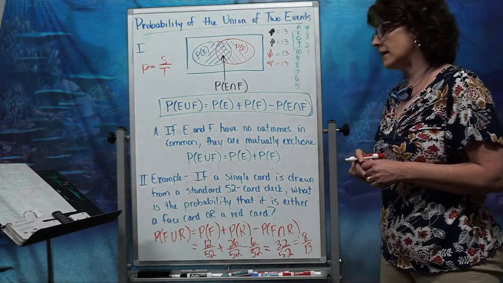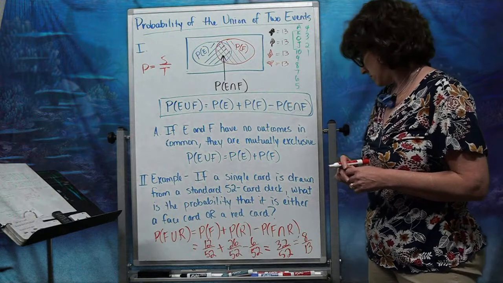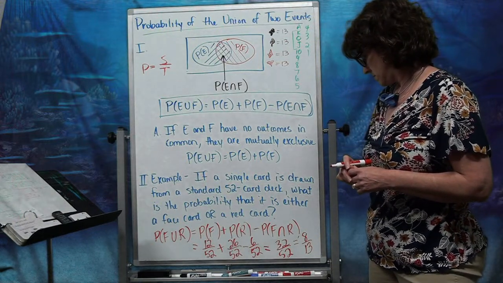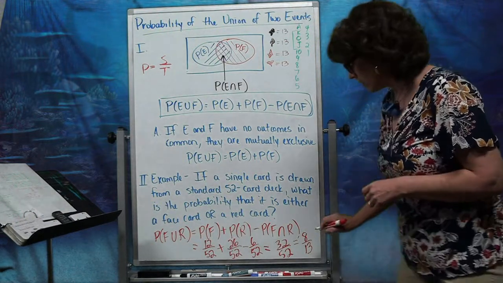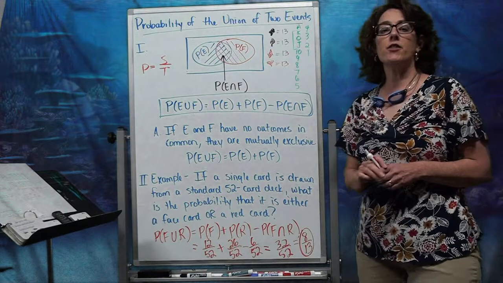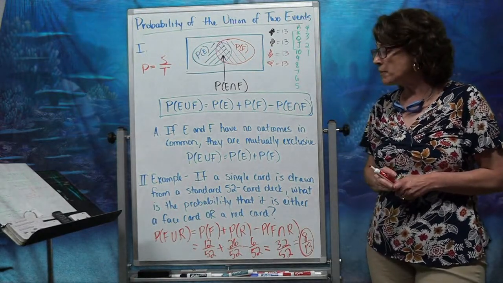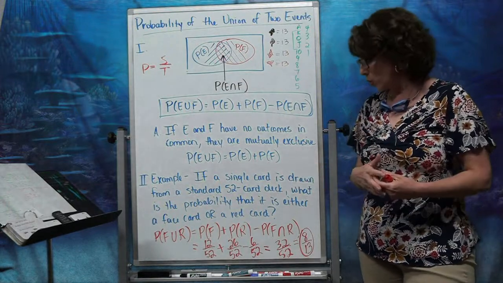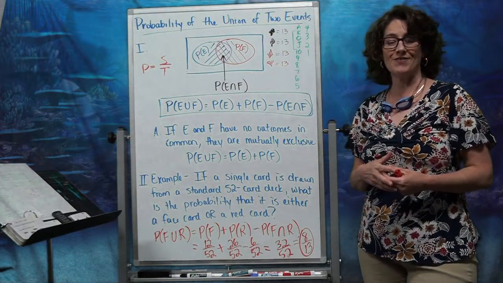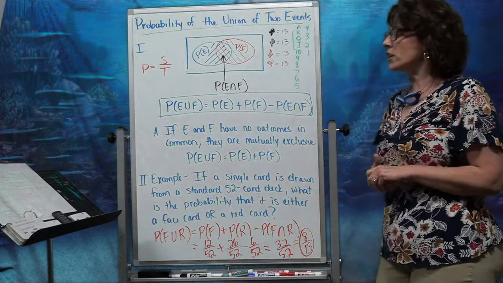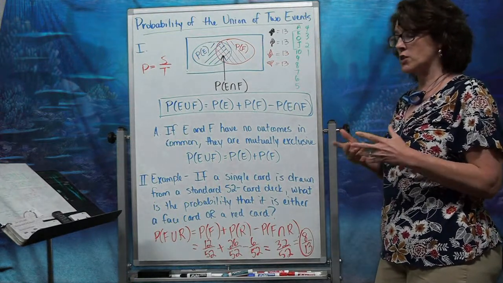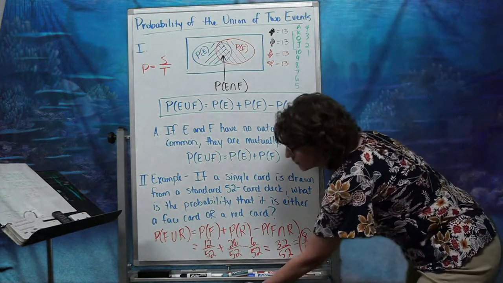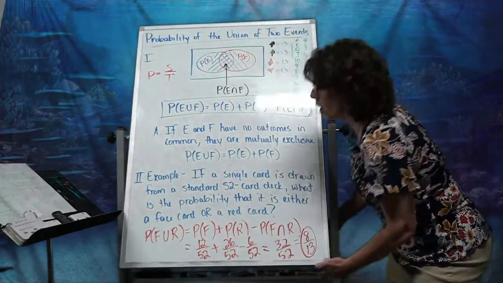And so I get 8 out of 13. I'm very sorry. 8 out of 13 is going to be the probability that within that deck I pull out either a face card or a red card, the combination. All right, so let's take a look at a couple of other examples dealing with this concept of the union of a couple of events, taking out that overlap.